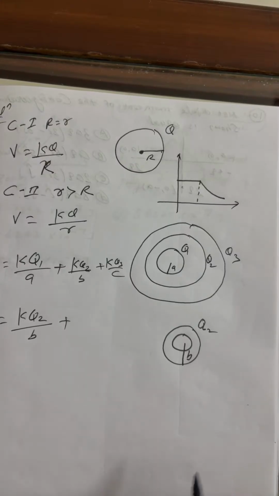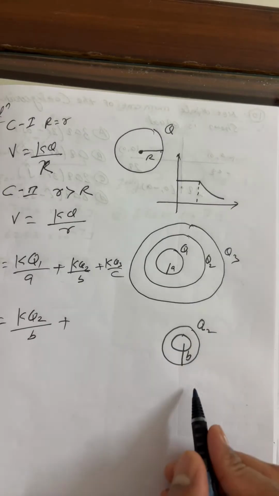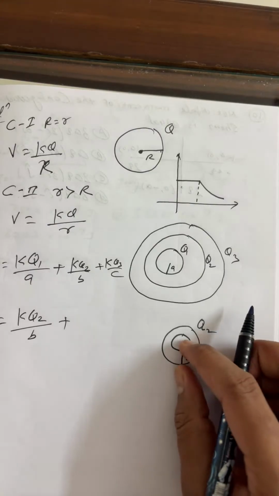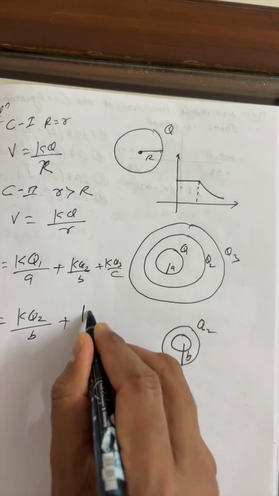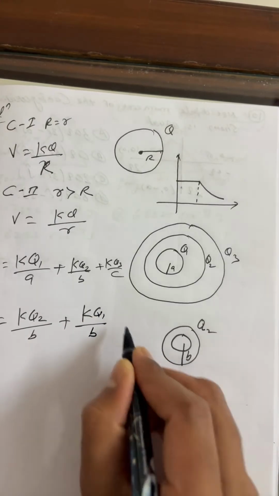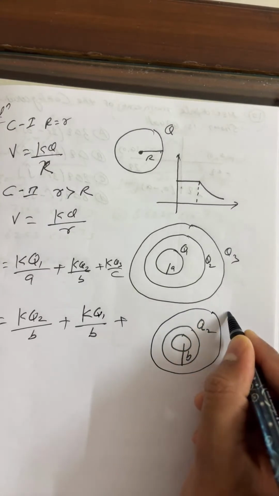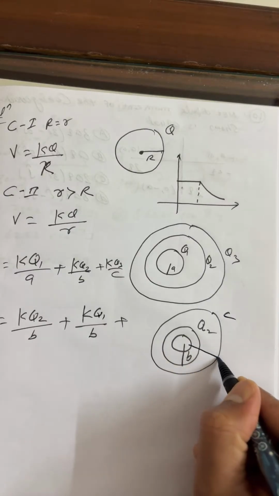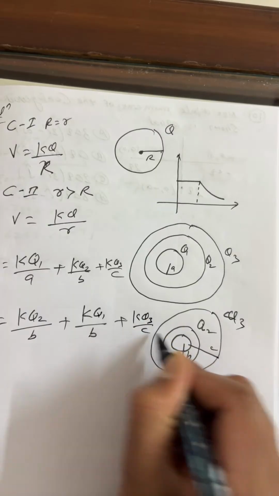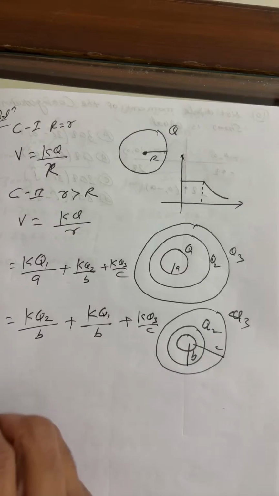Okay. Now, beta, this is Q2. Very nice, student. So, this is the thing. Charge remains here. This is also fixed. So, what can you write over here? This is KQ1 upon B. Last, this is another one, this is C, and the charge is Q3. You can write KQ3 by C. This is the potential at B. Now, we will find the potential at C.